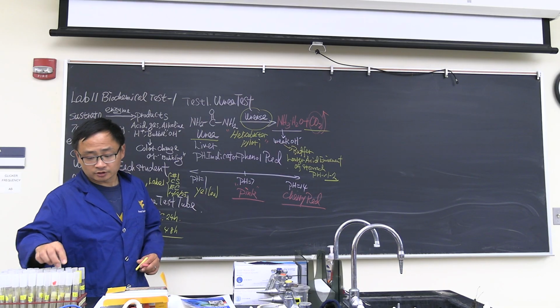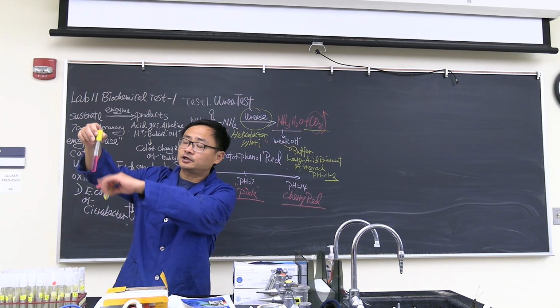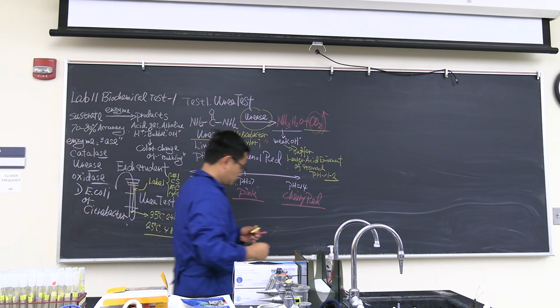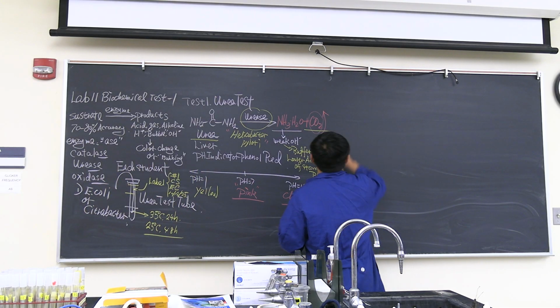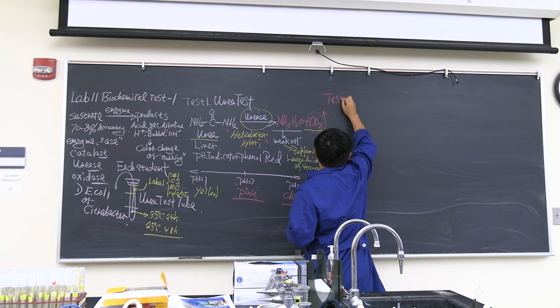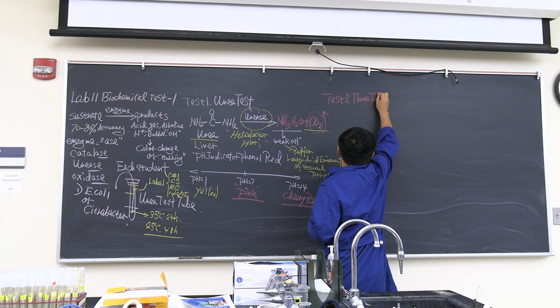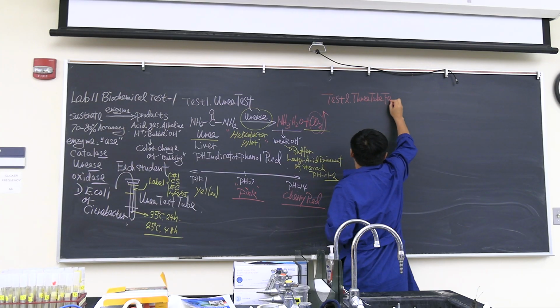So like I said, the test is simple. You put in a bacteria, you see the color change, but you need to know the principles behind it. Test number 2. This is called the 3-tube fermentation test.